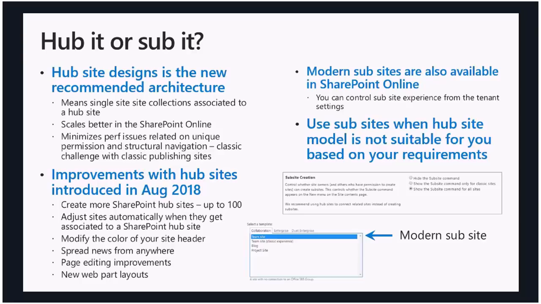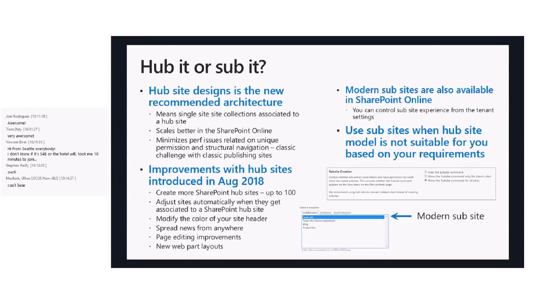The modern subsites are also available in SharePoint Online. I think we released this in mid-July, if I remember correctly. From a technical perspective, it is exactly the same site definition, STS#3, which is in SharePoint 2019 as the modern site collection or a modern subsite. So you can use a modern subsite as well, but it is more recommended to use hub sites where suitable. But if a hub site isn't matching your requirement, then you can fall back on the modern subsites as well.